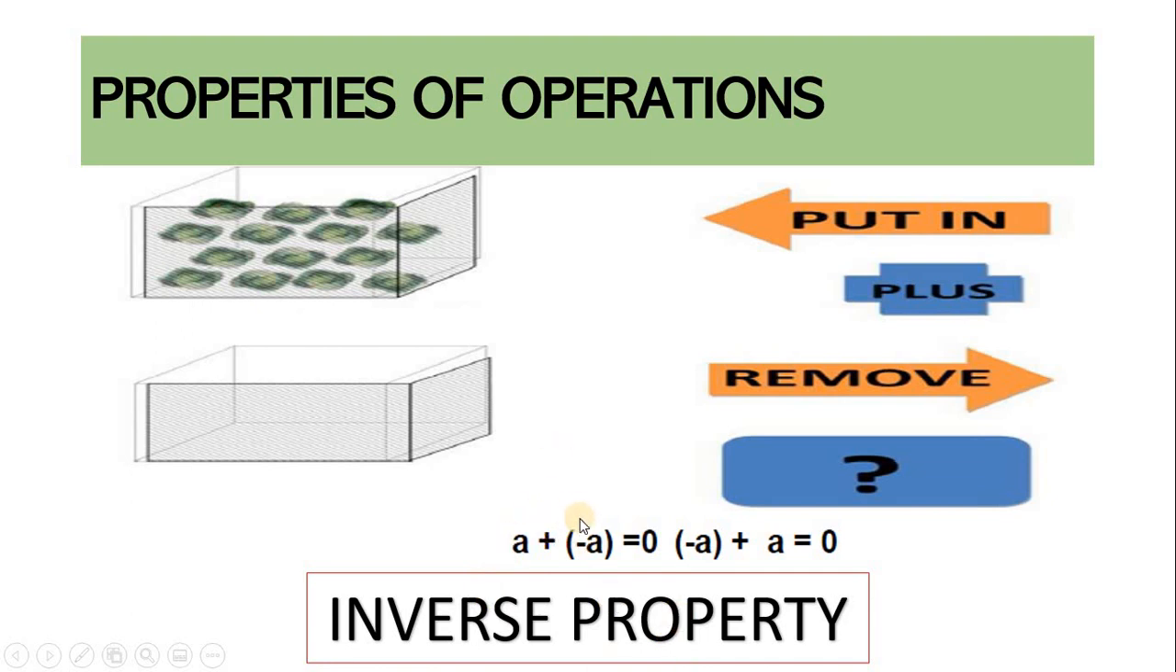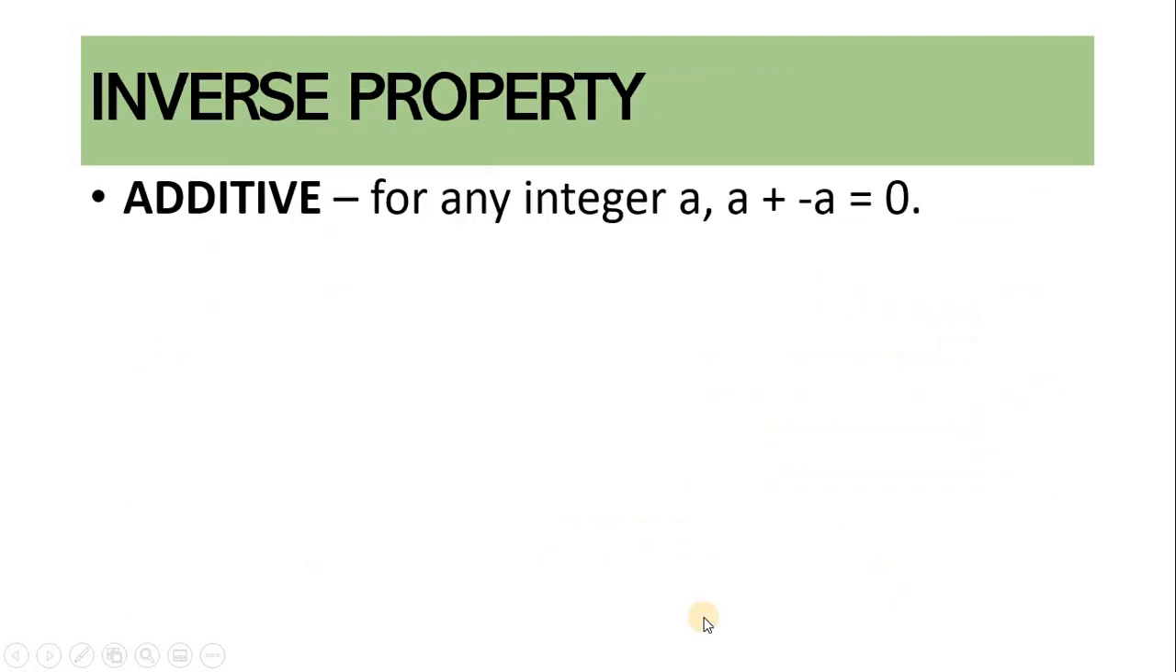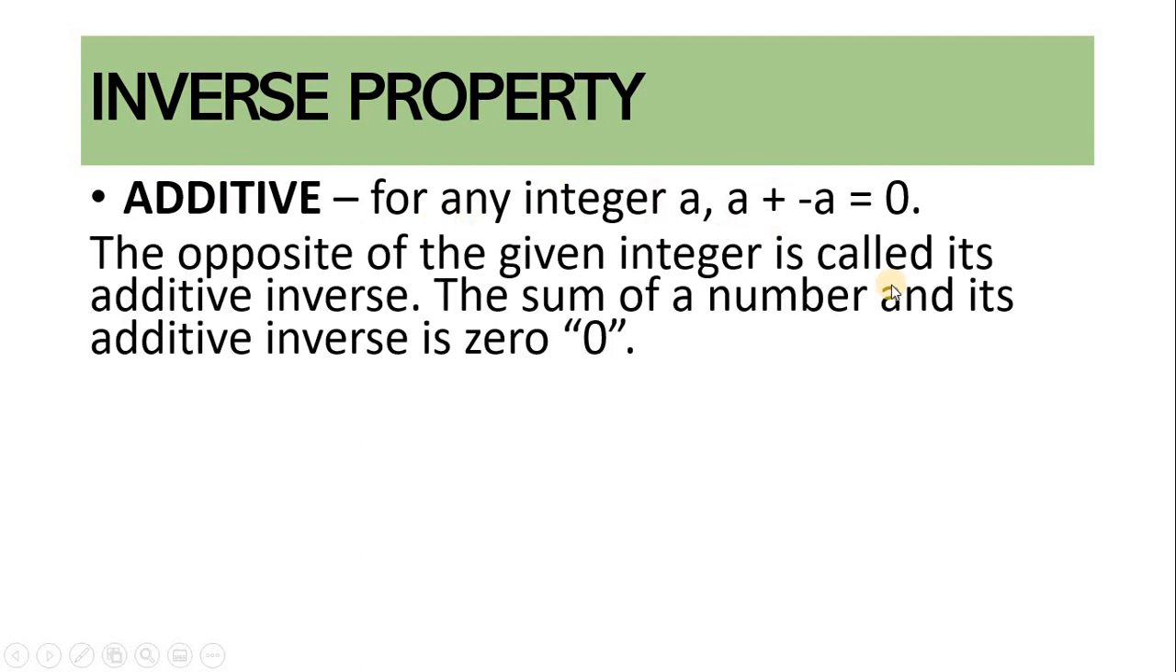So, a plus negative a is equal to 0. Or negative a plus a is equal to 0. So, inverse property for addition, for any integer a plus negative a is equal to 0. The opposite of the given integer is called its additive inverse. Okay? The sum of a number and its additive inverse is 0.